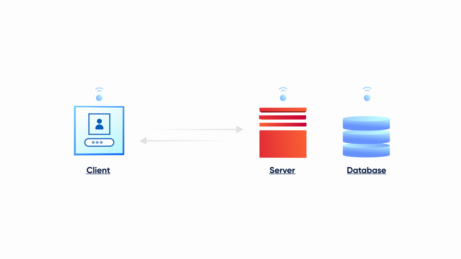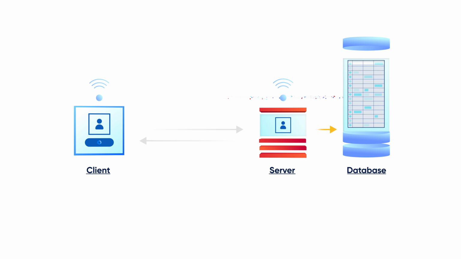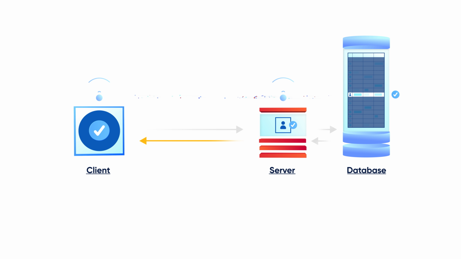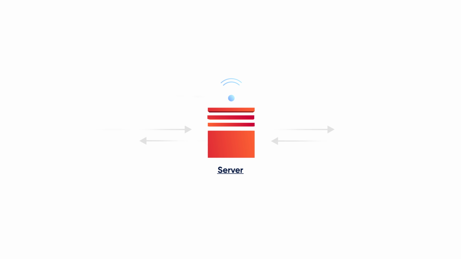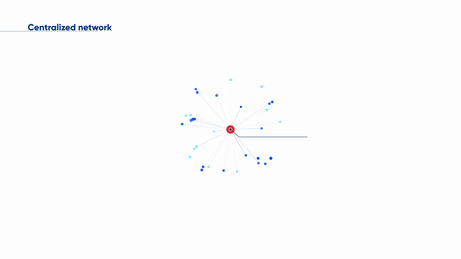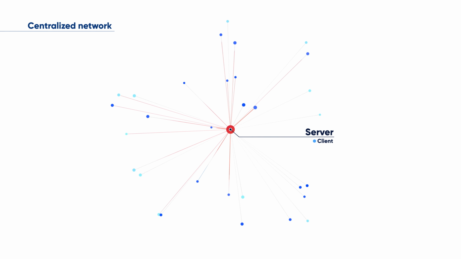Each time a client wants to read or write data into a database, for example, to log into an account, the client sends a specific request to the server. The server will retrieve the required data from the database, compare it to the request, process and then respond to it, in this example, with a successful login. This is a centralized model, as there is a single server managing all of the requests.